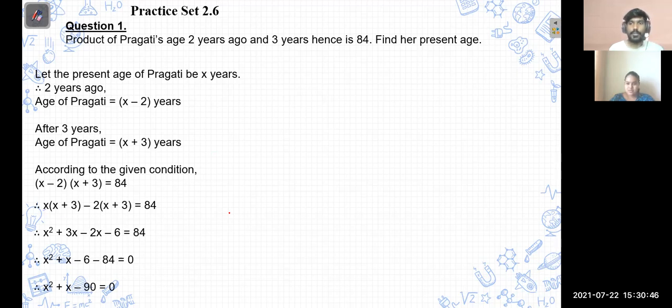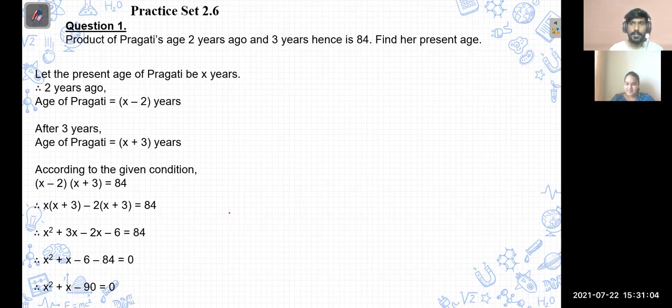Factorization and all? Any method you can use. So which method are you comfortable with? Formula? Yes, formula. So use the formula method.